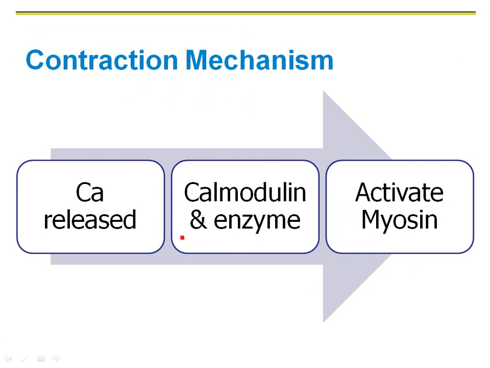Their contraction mechanism is very, very similar. It relies on calcium getting released. Calcium is released with action potential. The only thing that's different is they don't have troponin. They have something called calmodulin instead. But that's enough about what's different about them.